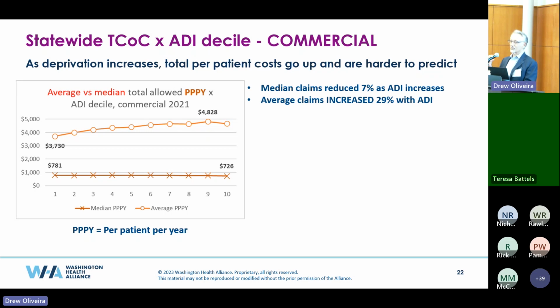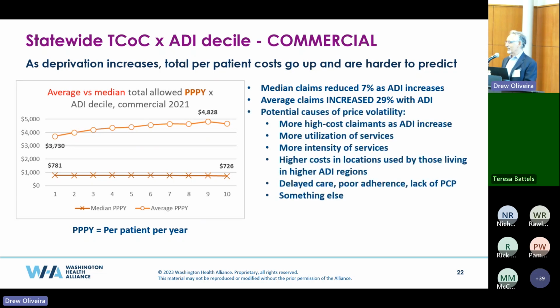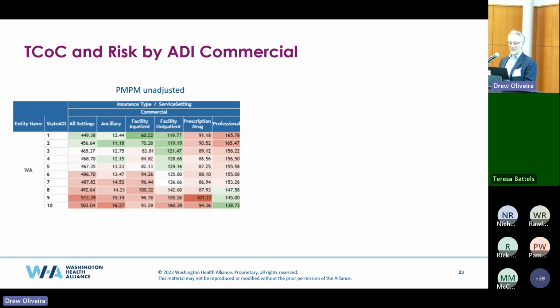And that tells us that there's more volatility. There's probably more intensity of service. There may be some other factors that get in there, like high-cost claimants, things that we don't have access to currently with our database. What happens when you don't have a PCP? Are you delaying care and getting care in more expensive types of facilities? And we'll take a look at how that might look.